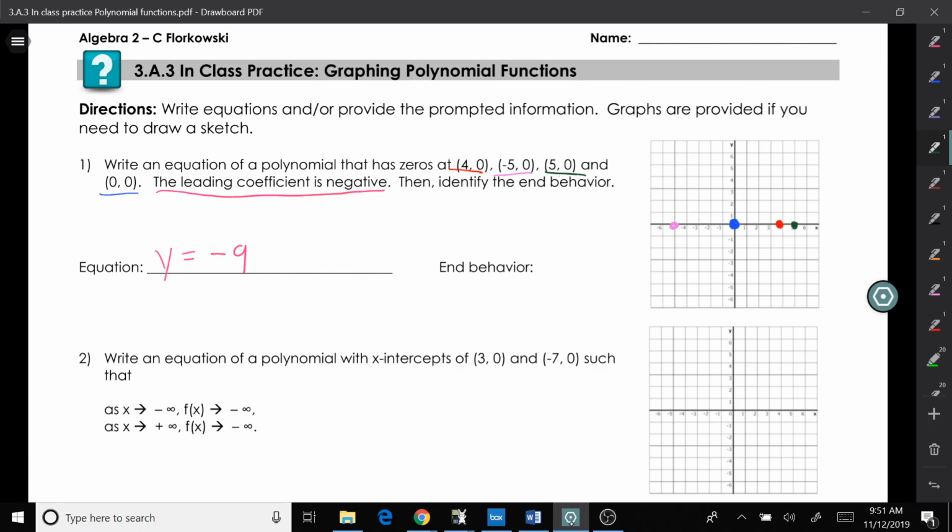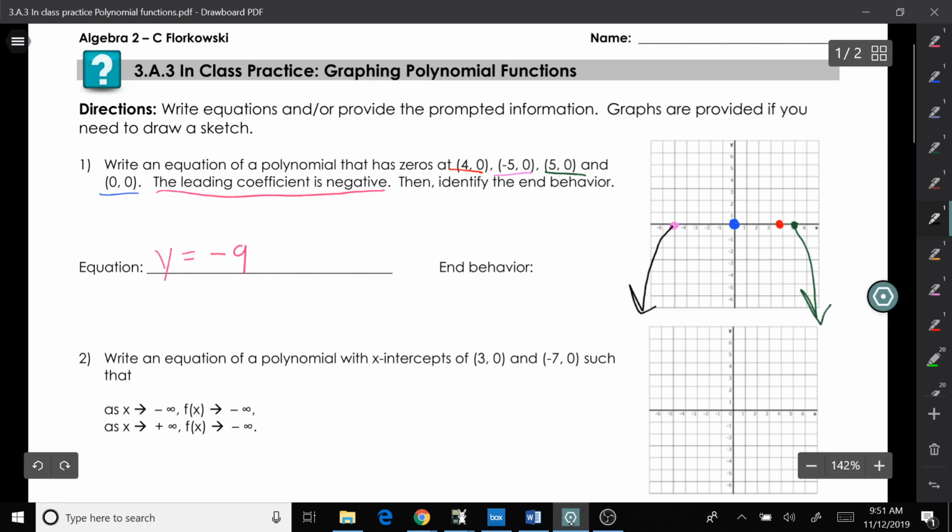And if the leading coefficient is negative, that means the right side is going to go down. Nowhere in the problem does it say anything about the right side of the function. Nowhere in the question does it say anything about the degree of this function. So you have an option here. You can have the left side go up or the left side go down. I'm going to make it go down. So my function over here has 1, 2, 3, 4 zeros.